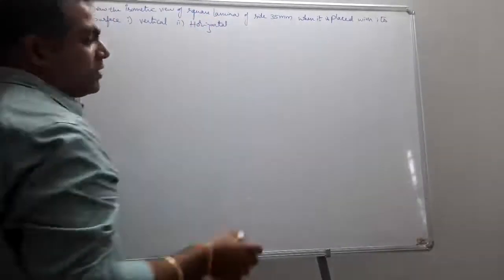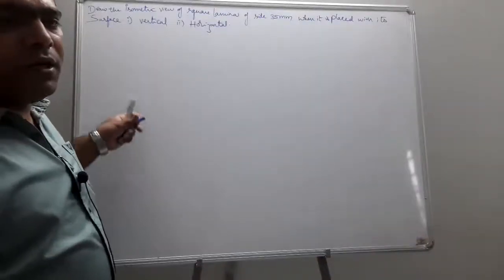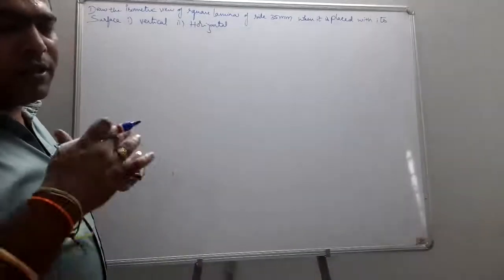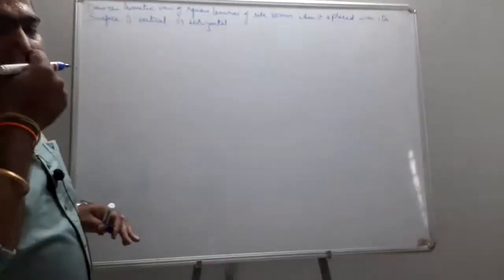So before going to the construction of a solid in isometric view, first of all, we just had to know about the square lamina. That means the plane surfaces, how they should be drawn when the plane surface is vertical and horizontal. Now let us see how it is to be done. So when it is vertical, all of you just wait a second.